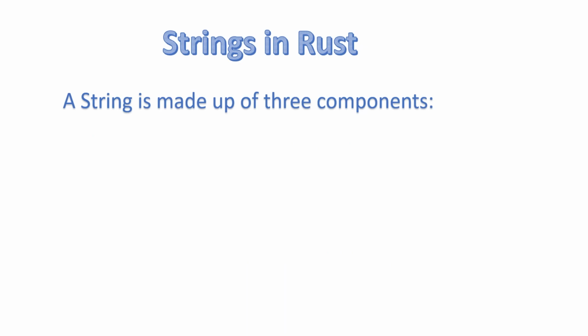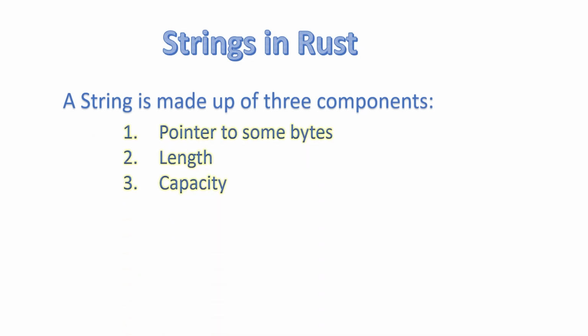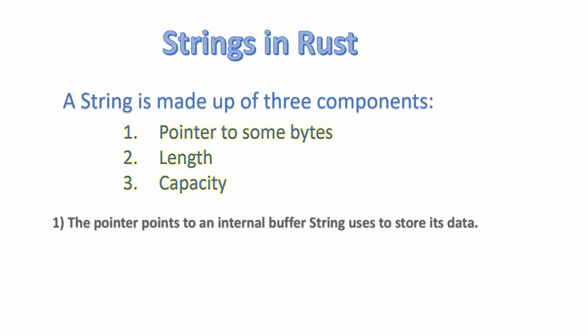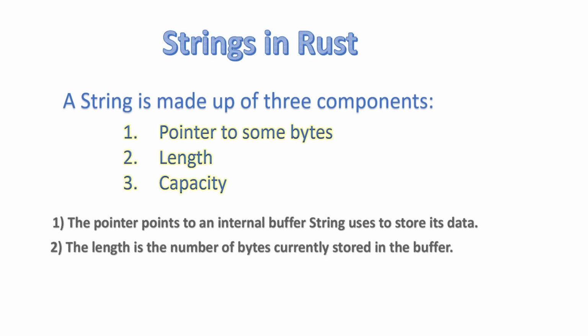Let's talk about strings. A string is made up of three components in Rust: a pointer to some bytes in memory, a length, and a capacity. The pointer address gives the location where the data resides in memory, the length is the number of bytes currently stored in the buffer, whereas capacity is the size of the buffer in bytes.